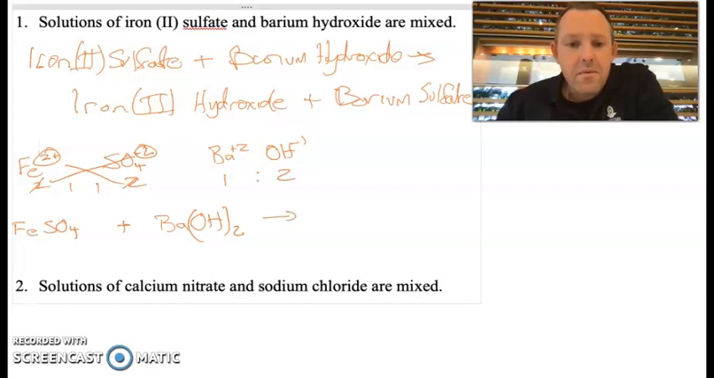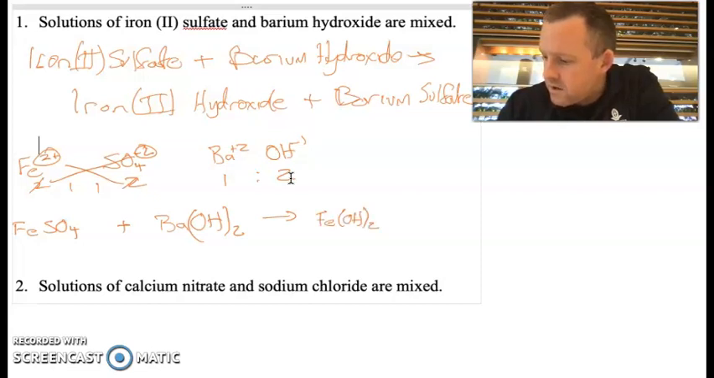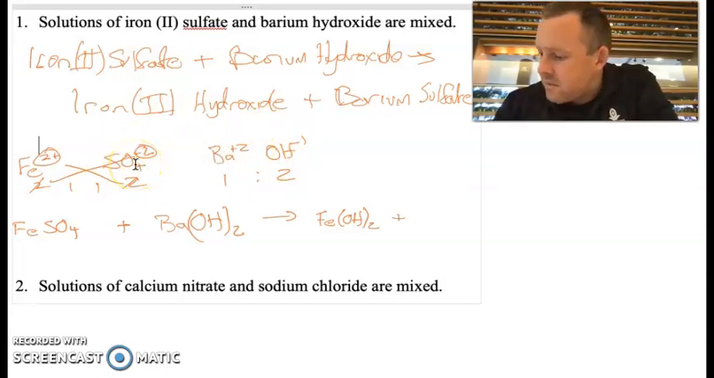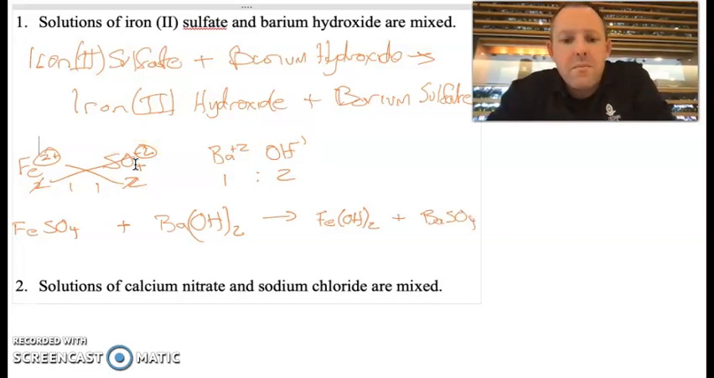Now I need to do my products. So I've got iron hydroxide. Fe's got a +2 charge, OH's got a -1. I can basically tell from that I'm going to need 1 Fe and 2 OHs. So my first product, iron hydroxide, is Fe(OH)2. And then barium sulfate, it's a +2 charge, sulfate's a -2 charge, so that's just going to be BaSO4. So now I've got my formulas for my products.